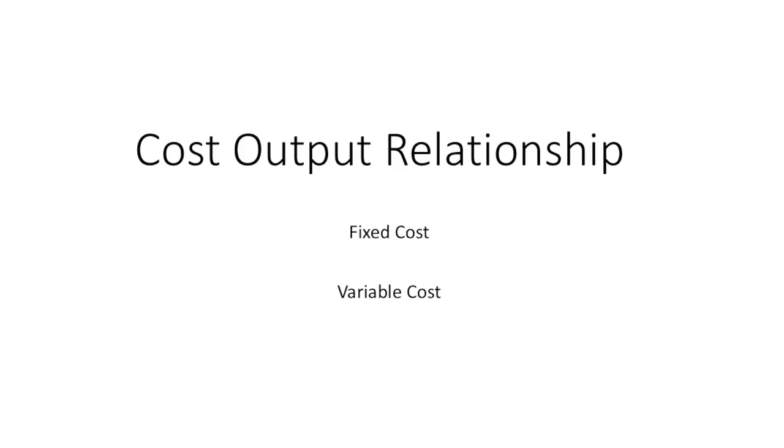Now we will learn the cost output relationship and the nature and behavior of cost curves in the short run. In order to study the relationship, we have to prepare the cost schedule. Now you may think, what is a cost schedule? It is a statement of variation in cost resulting from the variation in the levels of output.